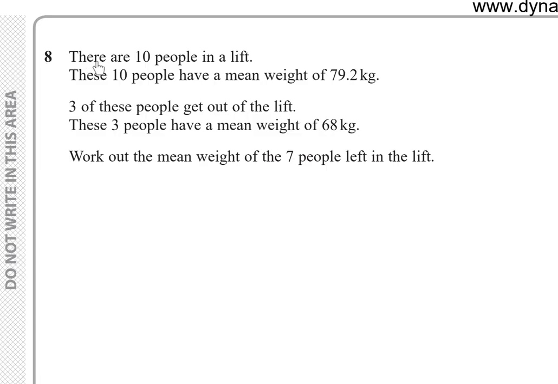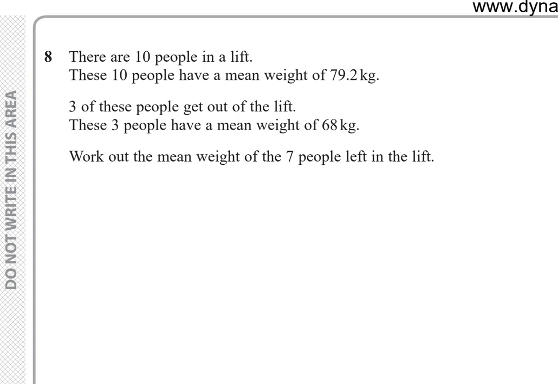Number 8, there are 10 people in a lift. These 10 people have a mean weight of 79.2 kg. 3 of these people get out of the lift. These 3 people have a mean weight of 68 kg. Work out the mean weight of the 7 people left in the lift.